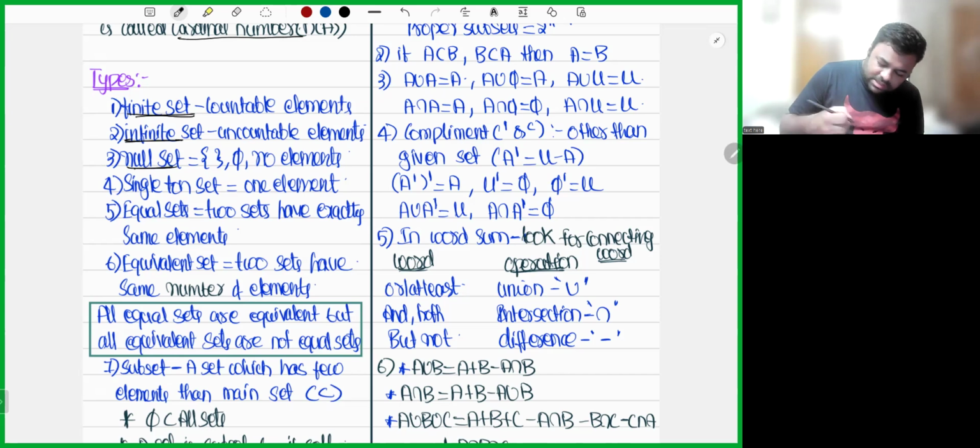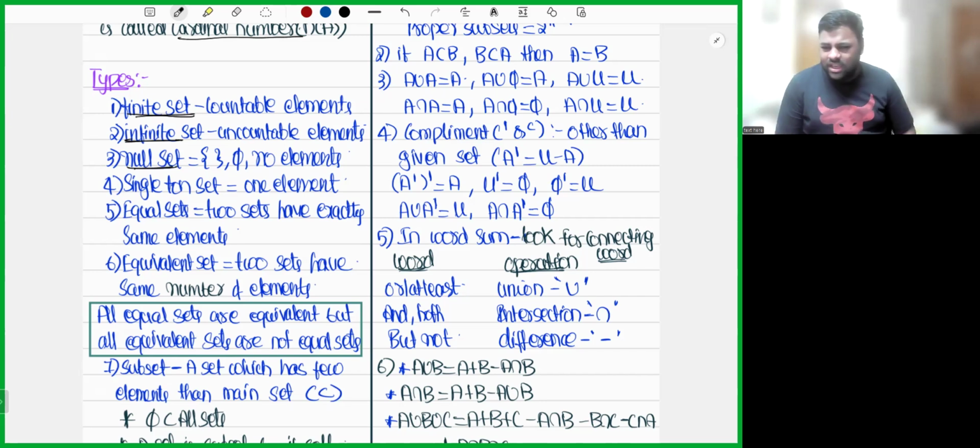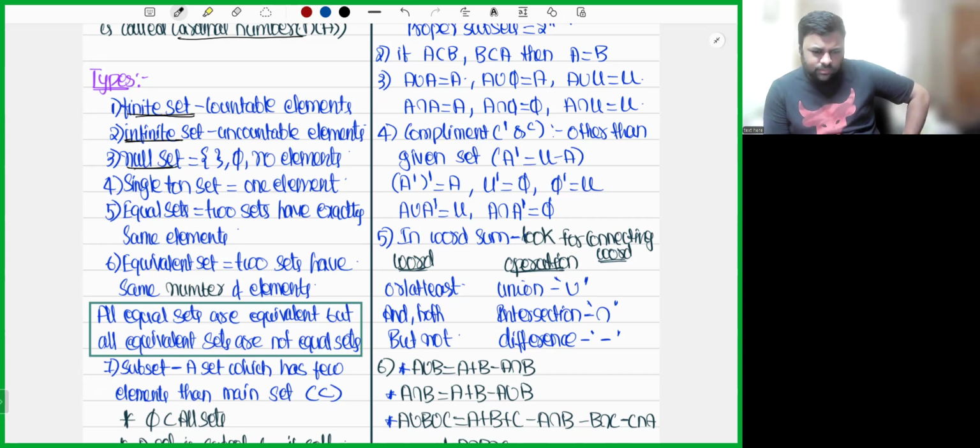Null set. Null set means there is no element in the set. It is called a null set. I am asking you, is there any even prime number greater than 2? No, there is no even prime number greater than 2. So it's a null set.